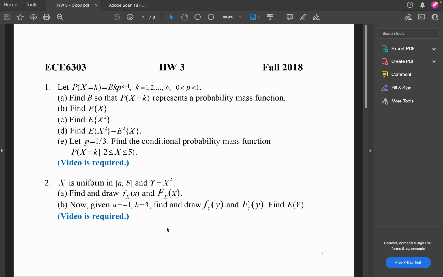In this video, I'll be explaining question 2 of homework 3. We are given that x is uniform in the interval a to b and y is equal to x square. We need to draw the PDF and CDF of x, which is the probability density function and the cumulative distribution function.